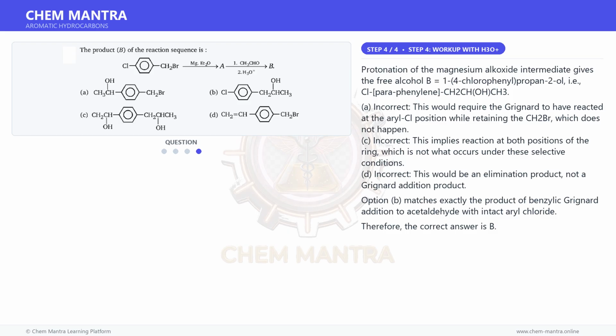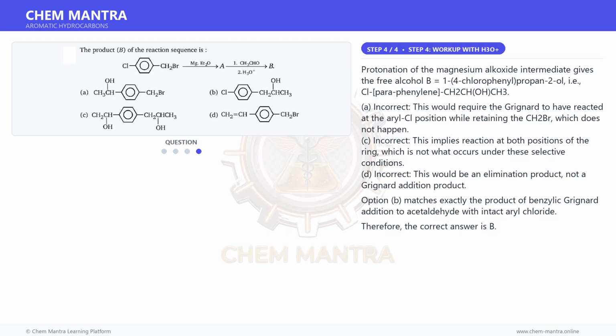A. Incorrect. This would require the Grignard to have reacted at the aryl Cl position while retaining the CH2Br, which does not happen. C. Incorrect. This implies reaction at both positions of the ring, which is not what occurs under these selective conditions. D. Incorrect. This would be an elimination product, not a Grignard addition product.